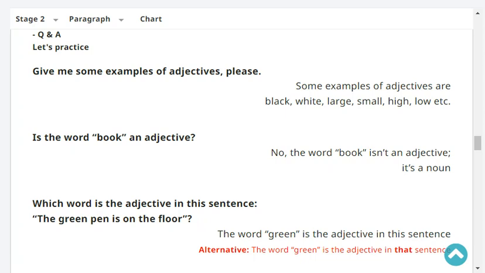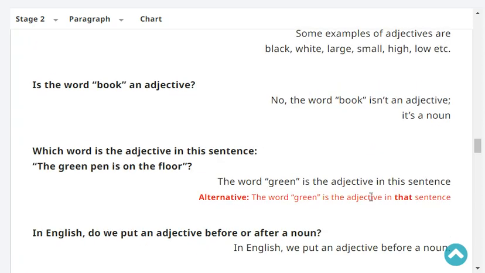Is the word book an adjective? No, the word book isn't an adjective. It's a noun. Which word is the adjective in this sentence? The green pen is on the floor. The word green is the adjective in that sentence. Very good.